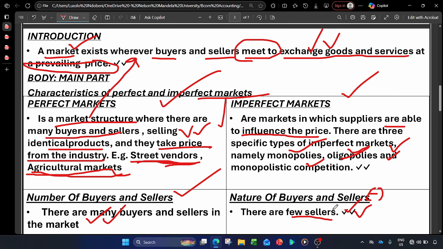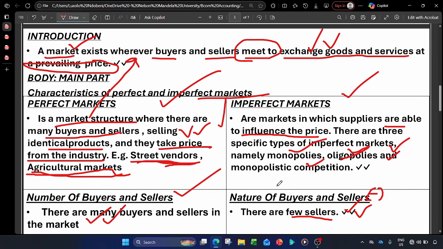It is limited based on their barriers, and we're going to discuss that as we continue with the video. So just know that in perfect markets there are few sellers. Why? Because sometimes it is limited because there are barriers to entry, government restrictions, and patents and copyrights. So it is not easy to access, or the market is not totally accessible or available.